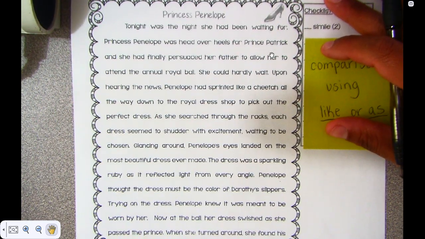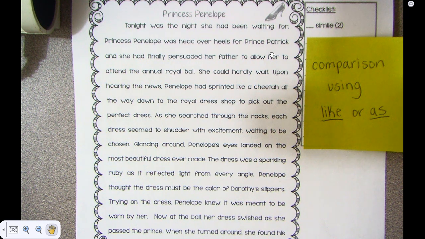Princess Penelope. Tonight was the night she had been waiting for. Princess Penelope was head over heels for Prince Patrick, and she had finally persuaded her father to allow her to attend the annual royal ball. She could hardly wait. Upon hearing the news, Penelope had sprinted like a cheetah all the way down to the royal dress shop to pick out the perfect dress.